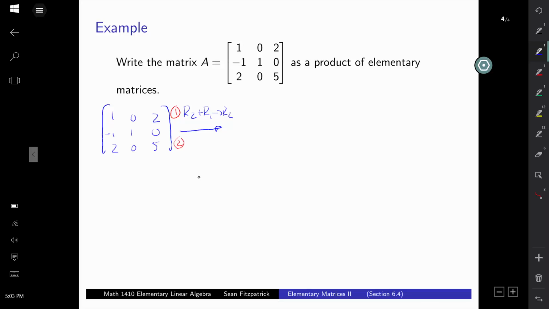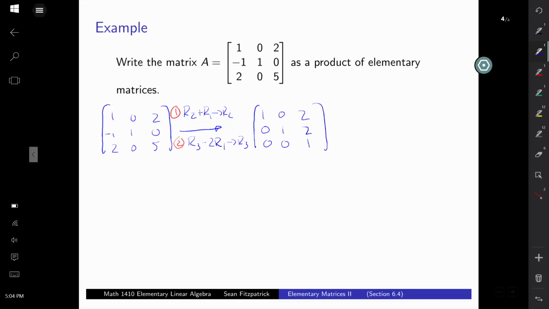The next one I'm going to do is row 3 minus 2 row 1 into row 3. By the way, we know that it doesn't matter whether you do 1 and then 2 or 2 and then 1. This is a case where the order in which we do these two row operations doesn't matter, right? Because they affect different rows. So this is one case where the corresponding elementary matrices, it doesn't matter the order in which I multiply those ones together. Normally order of multiplication matters, but you can see that in this case it doesn't. Okay, so we get 0, 0, 1.